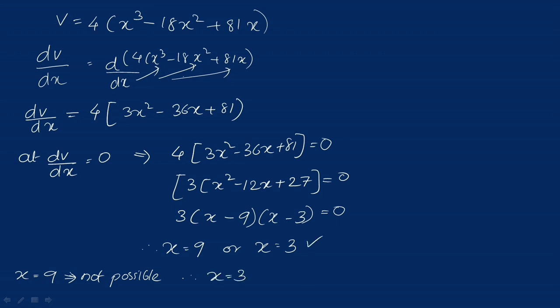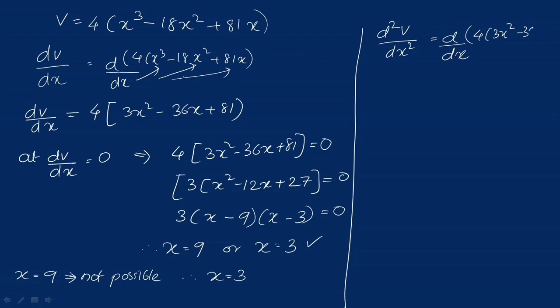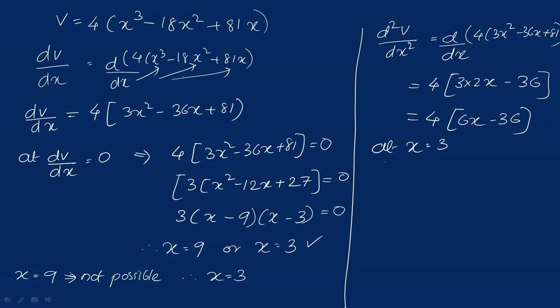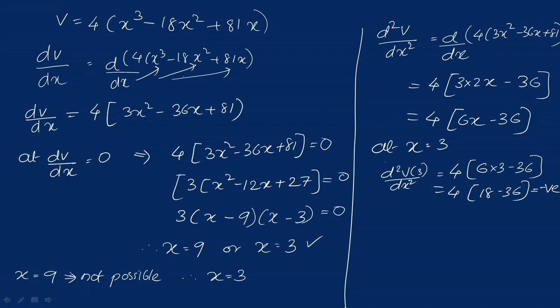Instead, we will take x equal to 3 and apply it in d square V by dx square. So what is d square V by dx square? That is d by dx of 4 into (3x square minus 36x plus 81), that is 4 into (3 into 2x minus 36), or 4 into (6x minus 36). At x equal to 3, d square V by dx square is 4 into (6 into 3 minus 36), or 4 into (18 minus 36). What is 18 minus 36? That is minus 18. So 4 into minus 18 is a negative quantity.